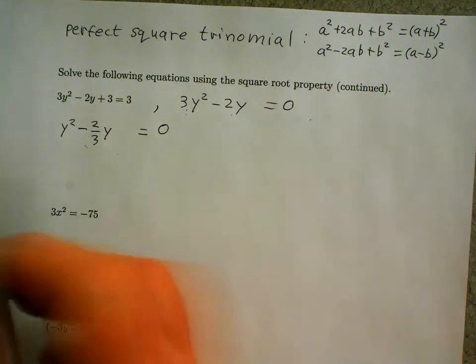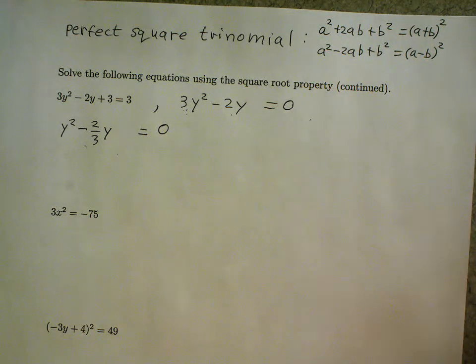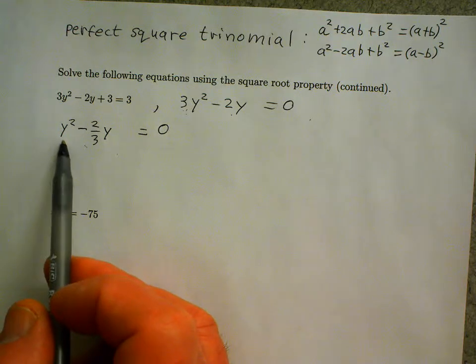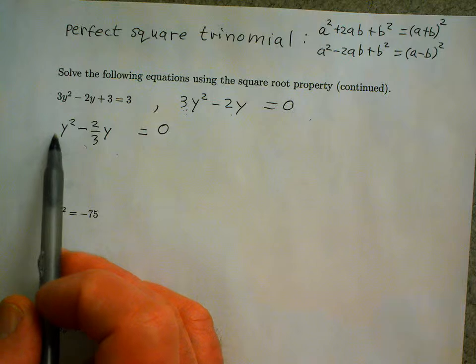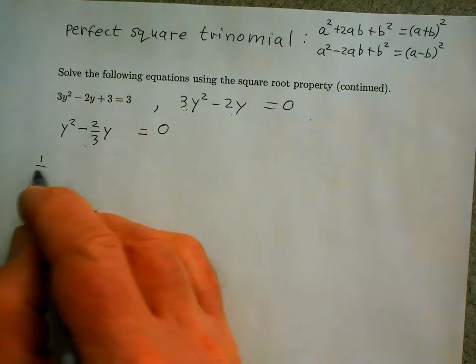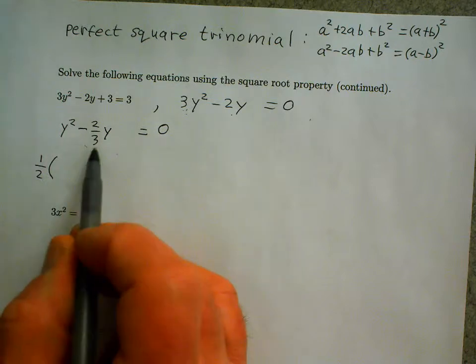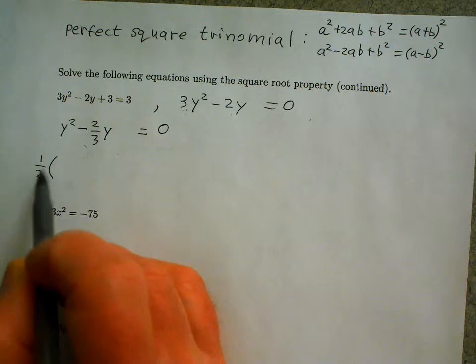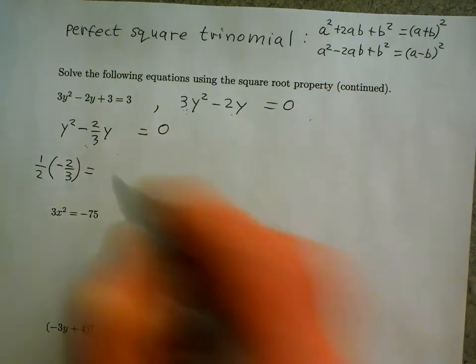Okay, we'll go into more detail about how to do this shortly, sometime later this week. So I'll just explain to you in this example, if the coefficient of y squared is 1, we take 1/2 of the coefficient of y. The coefficient of y is negative 2/3, so 1/2 of negative 2/3 is negative 1/3.